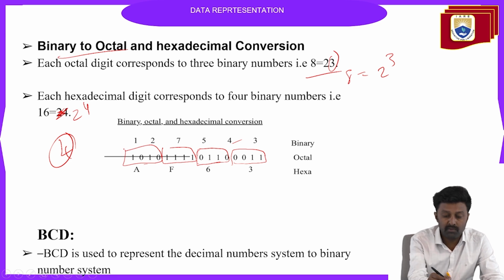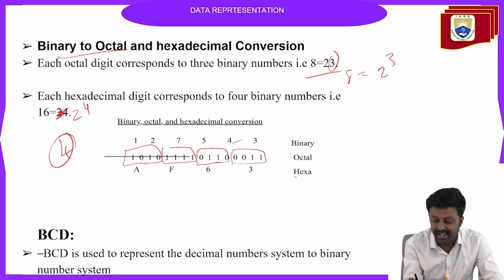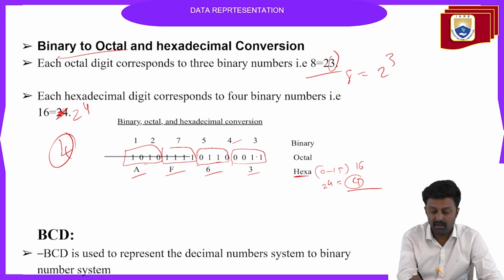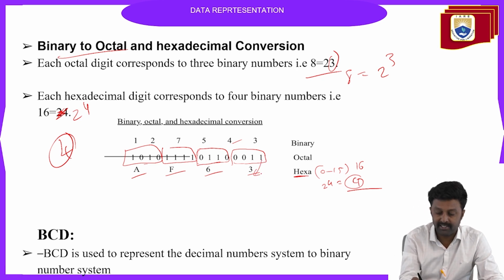So if you want to convert a binary number into hexadecimal, in hexadecimal the numbers will be from 0 to 15. That is 16 numbers. So 2 to the power of 4 is 16. So we have to make the groups of 4. So this 0011 is 3. 0110 is 6. 1111 is F, that is 15. Then 1010 is 10, A. So the binary number is converted into the hexadecimal number AF63.